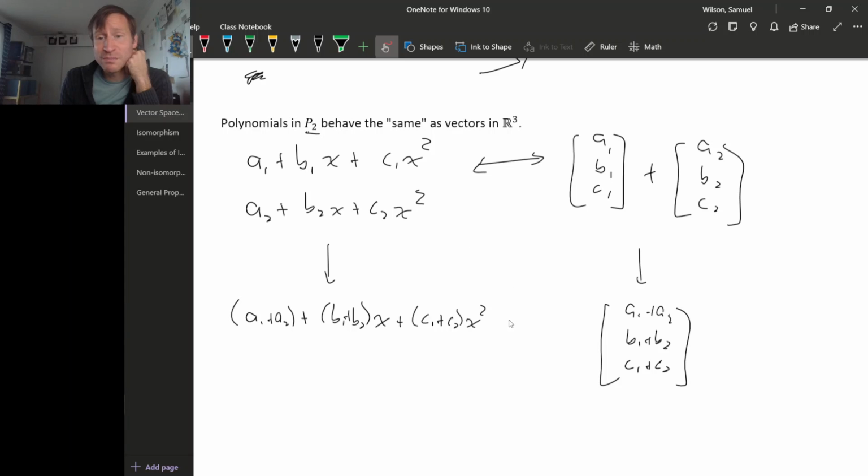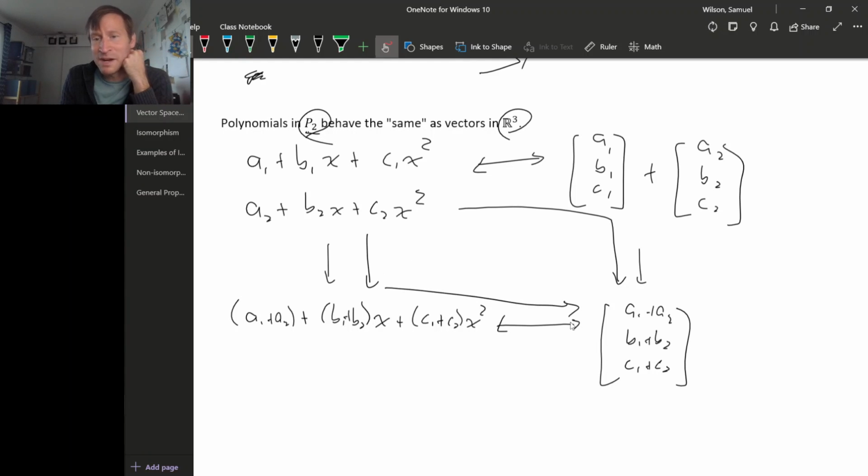And this one-to-one correspondence has turned the sum in P2 into the sum of the same vectors in R3. Right? So we get this same property where we can either do the one-to-one correspondence and then the sum in R3, or we can do the sum in P2 and then the one-to-one correspondence, and we get the same thing either way. So this one-to-one correspondence of P2 and R3 has this same sort of nice property that makes these two vector spaces look the same.